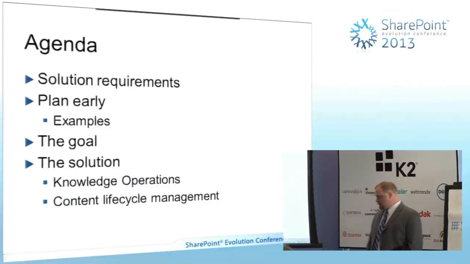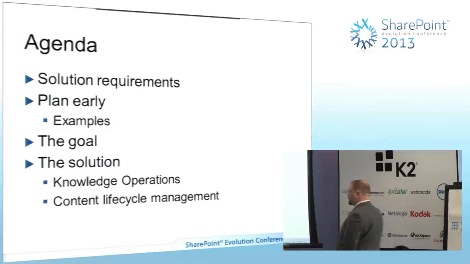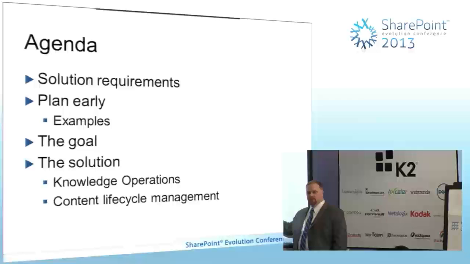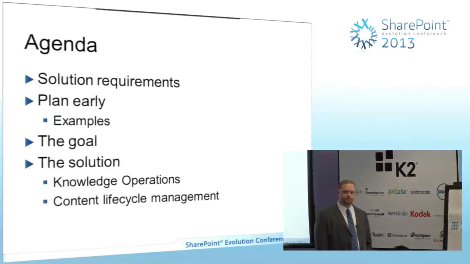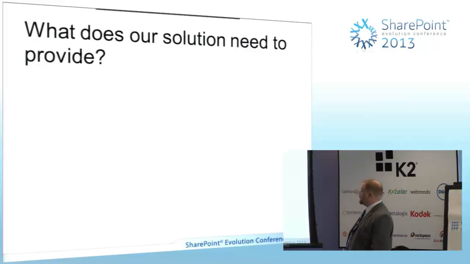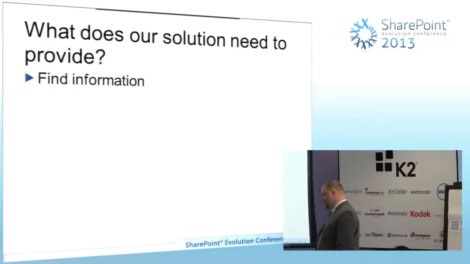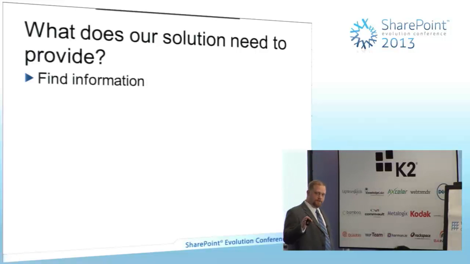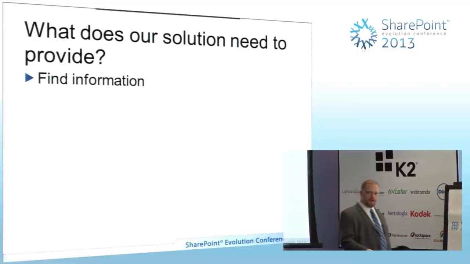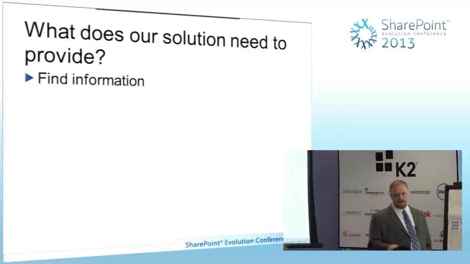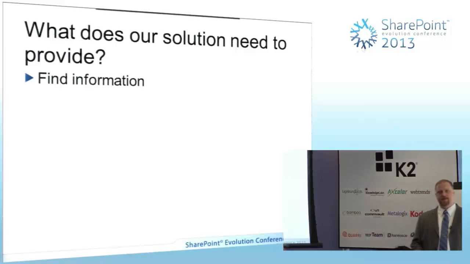The solution. And we'll actually talk about the two parts of the solution. So what does our solution need to provide? Finding information. We need the system, we need the solution to be able to locate information. All the information that we're going to need that feeds into our compliance process for content.